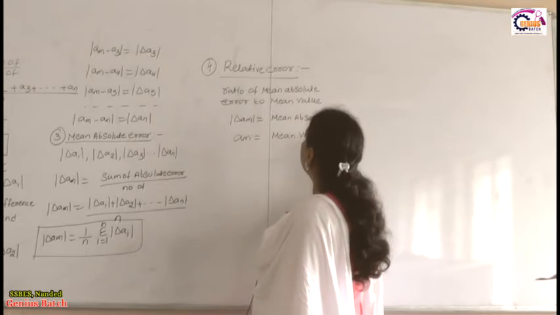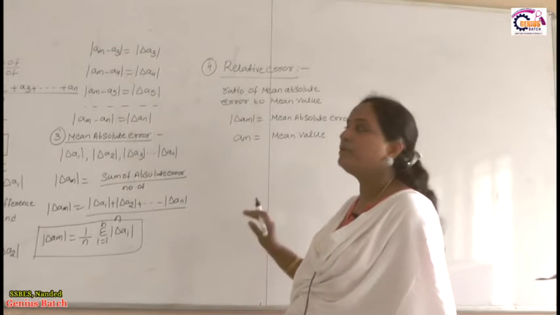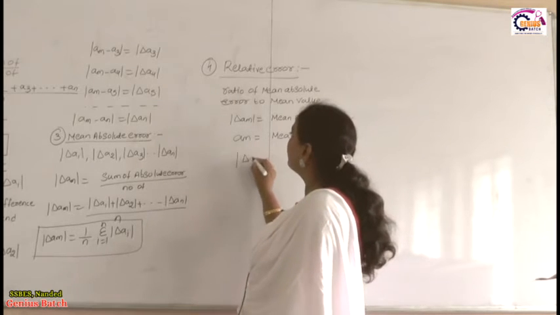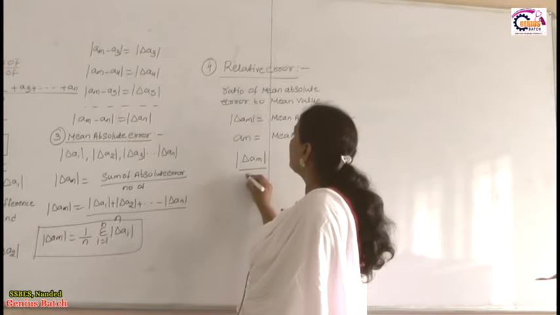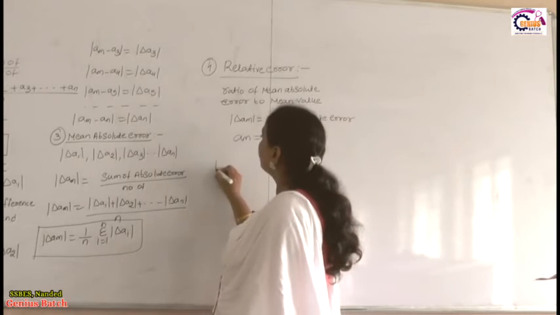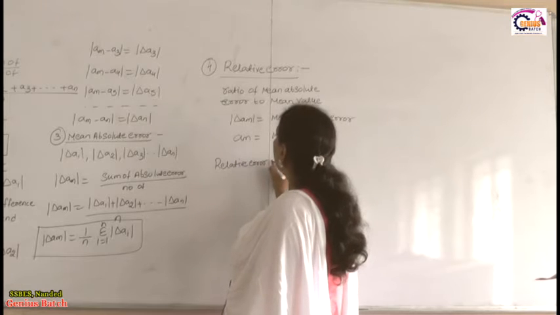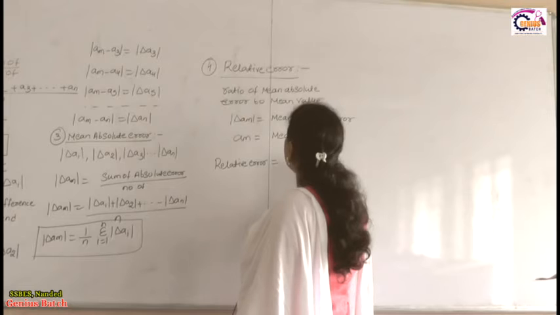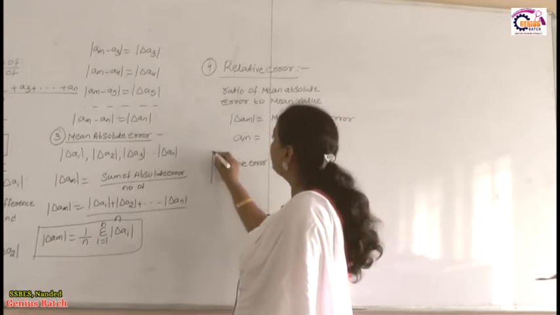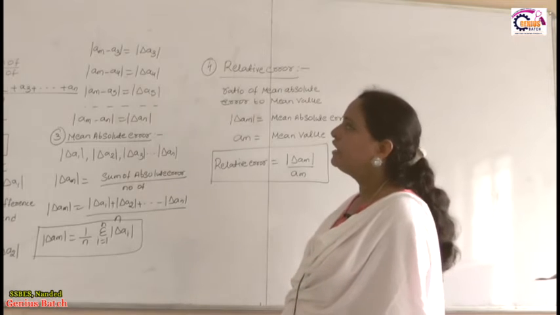The ratio of mean absolute error to mean value is called the relative error. So I can write relative error is equal to delta AM upon AM. This is nothing but the relative error.